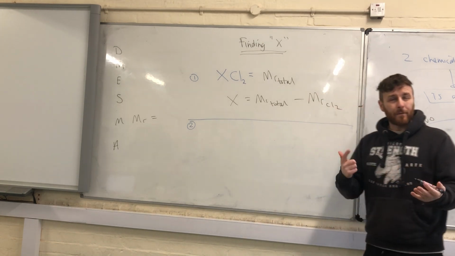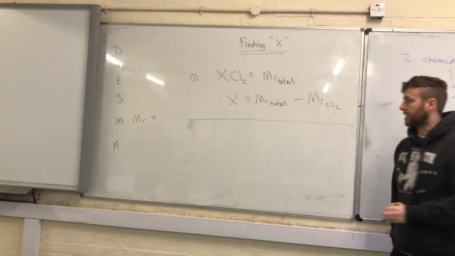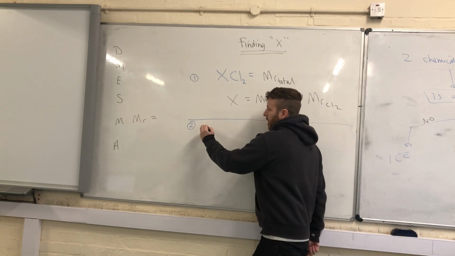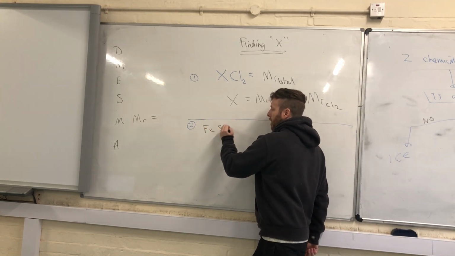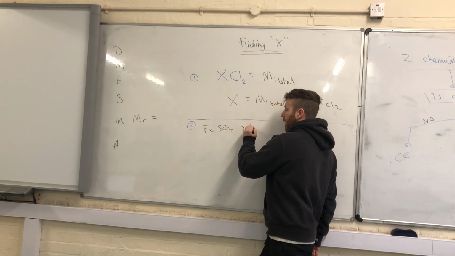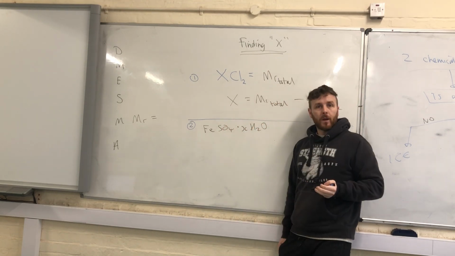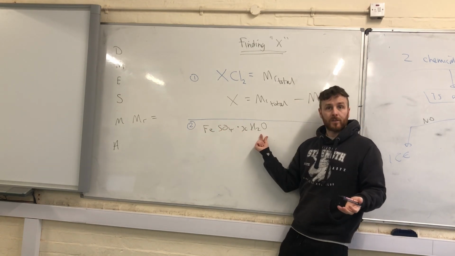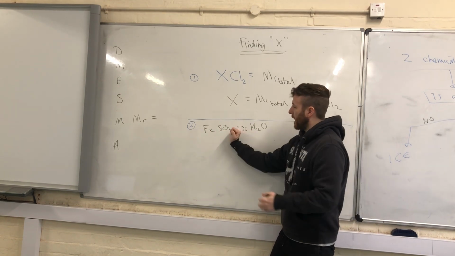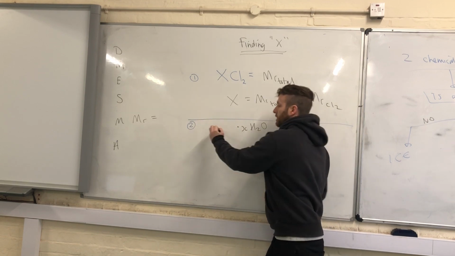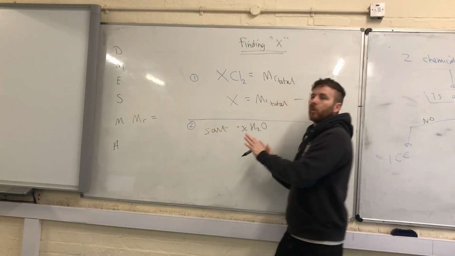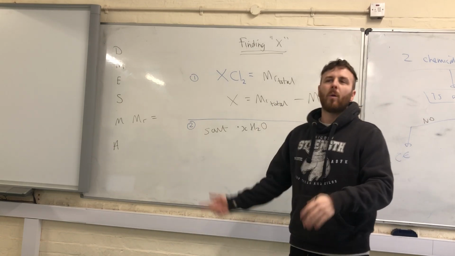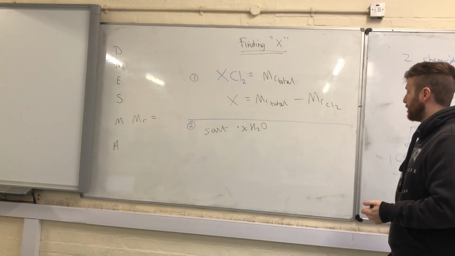There's a second kind of variation of this. It's basically the same, which involves water of crystallization. So as an example, let's say I've got FeSO4.xH2O. Would you agree that this is in the form salt.xH2O? So I'm just going to replace this with the generic word salt. Whatever your salt is, the question will tell you. It'll be something like iron sulfate or copper sulfate, something like that.